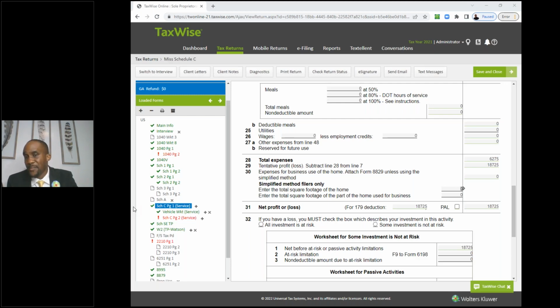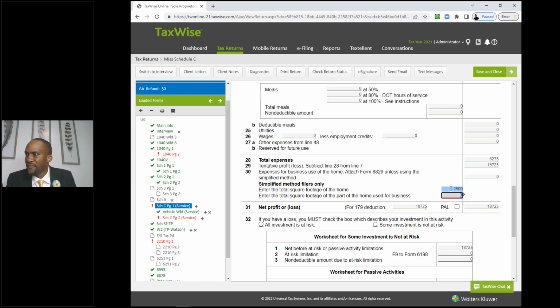She has an office in the basement that she works out of, and half of her garage is dedicated to her delivery business, where she has various different things she's using in the business. So let's look at the simplified versus the actual expense method. Taking this into consideration, let's say that the total square footage of her home is 2,500 square feet. Average, right?